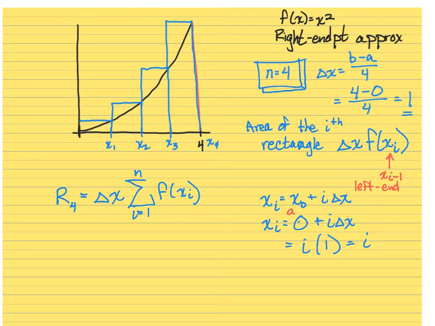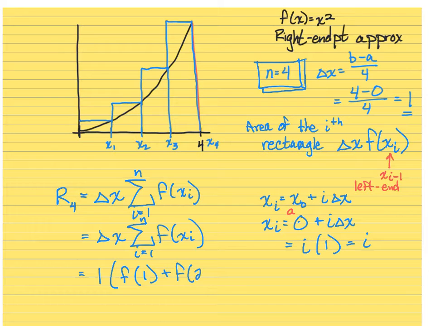So basically, we're looking at delta x times the sum from i equals 1 to n of f of x sub i. Now I'm going to write it this way because I do think it's helpful. Delta x is 1, and then we're going to take times f of our first right endpoint, plus f evaluated at our second right endpoint, plus f evaluated at our third right endpoint, plus f evaluated at our fourth right endpoint.